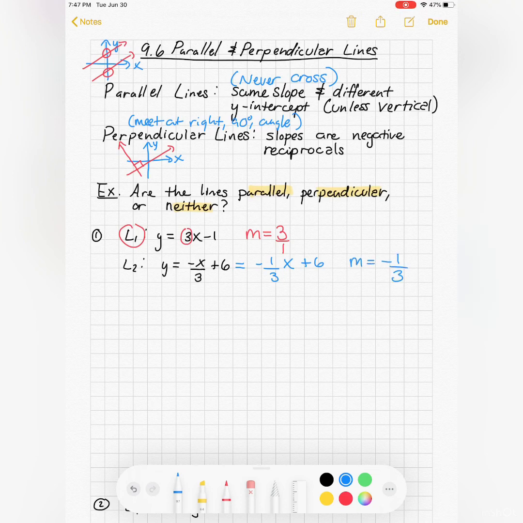So I'm looking at two things, really. Are the slopes the same? No. Are the slopes negative reciprocals? Yes, because if I take 3, I flip that, that's the reciprocal. Then I make it negative, and that's indeed slope number 2. So should I call that one M2, this one M1? So what would I conclude? I would conclude these lines are perpendicular.